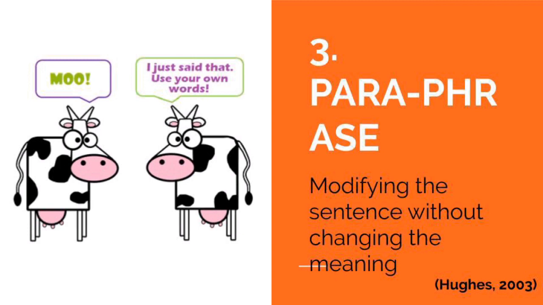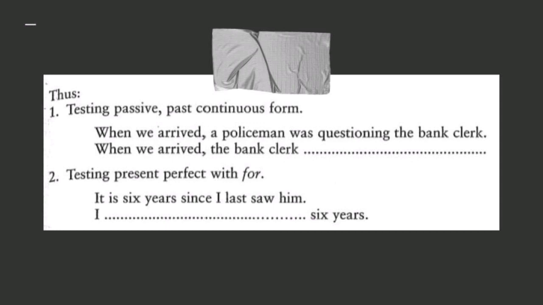Paraphrase is the third type of grammar test. It is transforming or modifying a sentence into another form without changing the meaning. Here is the example of paraphrase. Usually, the instruction of paraphrasing will be given with the original sentence. For example, transforming past continuous into passive past continuous tense.